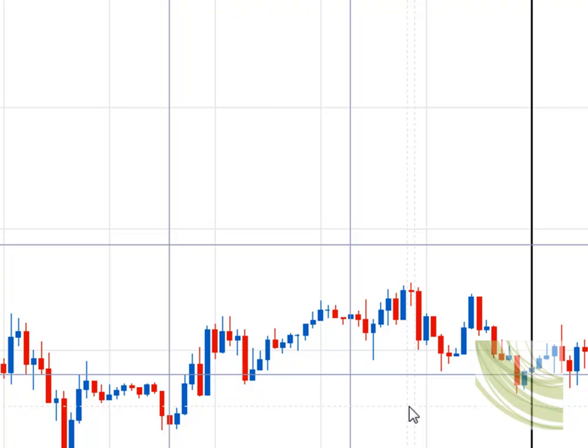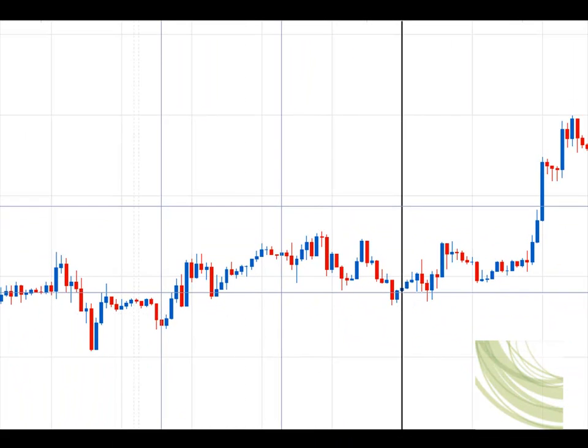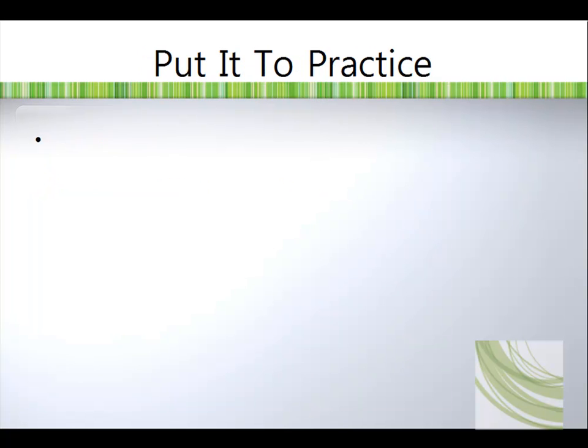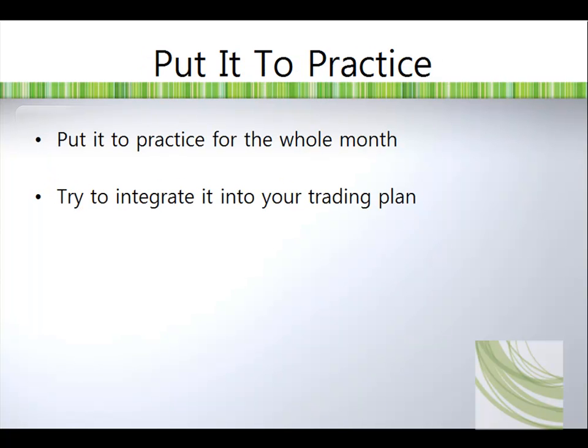As a trader, you must know where the price is going to move for the day, and it helps you to make an entry, make an exit. And you can do a lot of things with it. All you have to do is just put this system to practice for the whole month. You have the whole month to practice drawing these M pivot levels, and then try to integrate it into a trading system to see if you can have a higher winning percentage.